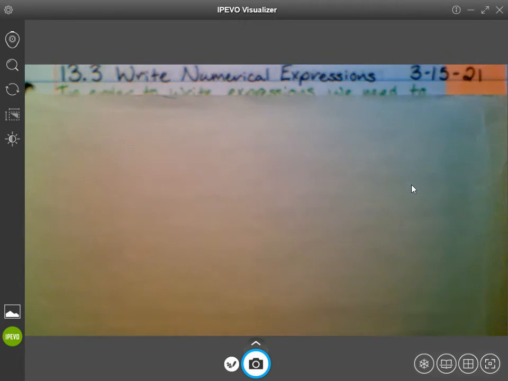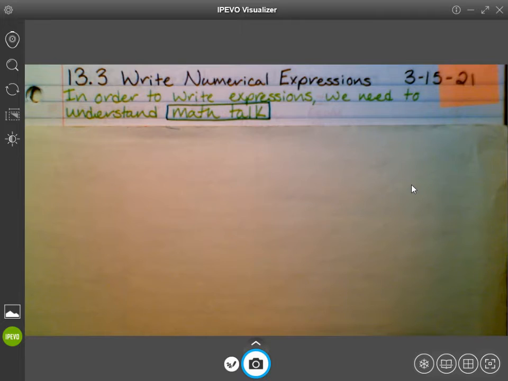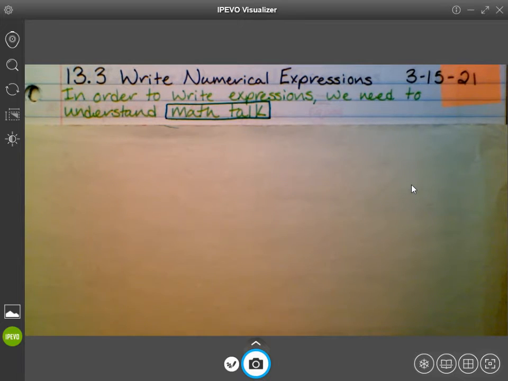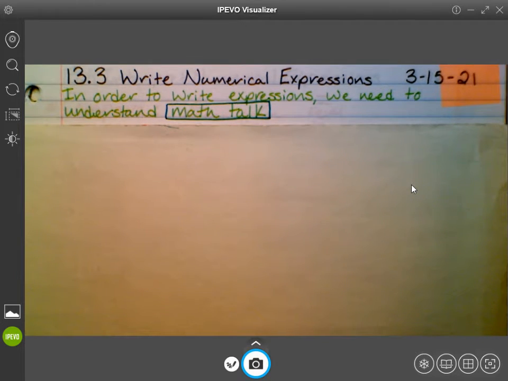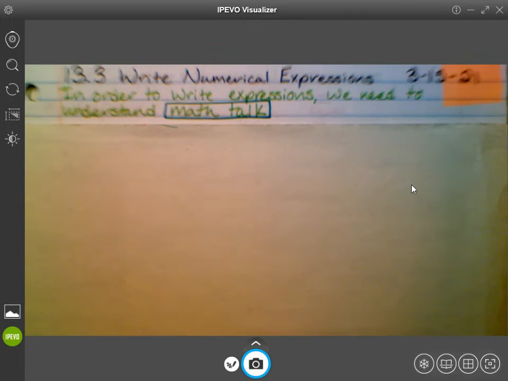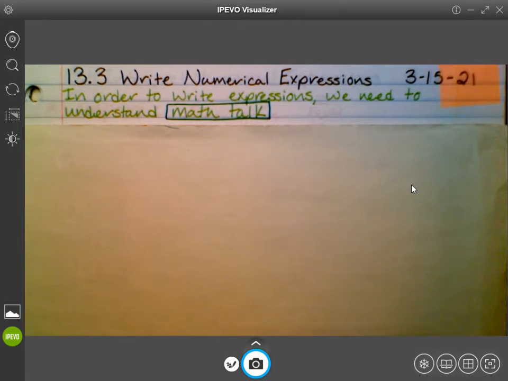So before we can write numerical expressions, we need to understand math talk. So go ahead and write this down. In order to write expressions, we need to understand math talk. And what that means is we need to understand some of the different phrases and words we might be given and understand, okay, what operation does that phrase tell me to use? Or what operation does this word tell me to use? So we're first going to talk about some phrases and words we would see for each of the operations: addition, subtraction, multiplication, and division. Then we're going to practice writing them out ourselves.